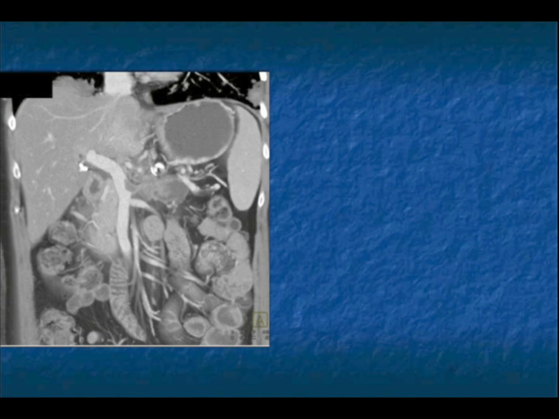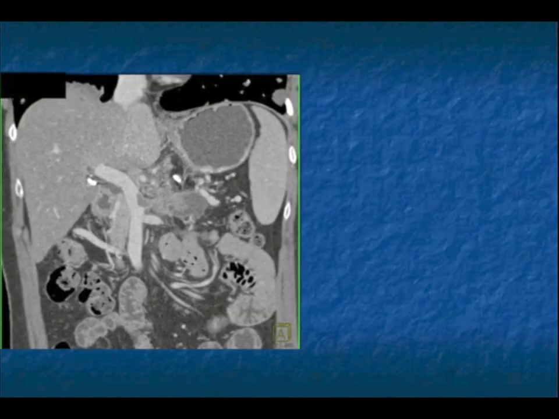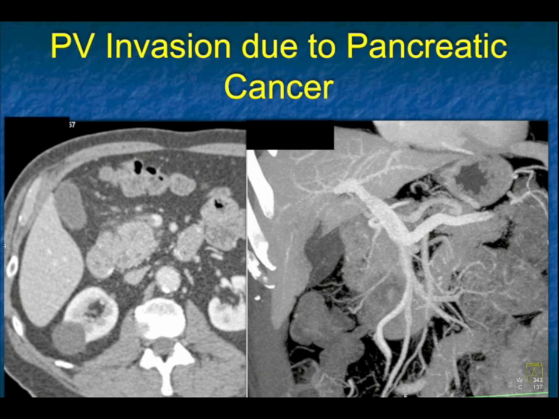Nice example here of the tumor growing into the portal vein at the portal vein SMV junction with an invasion of the portal vein and occlusion of the splenic vein. Very nicely shown in these examples. And again, you could see direct extension, as in this case, is going to make the patient unresectable. That becomes a very important point. There's new chemotherapy regimens, but invariably the patients never become resectable.